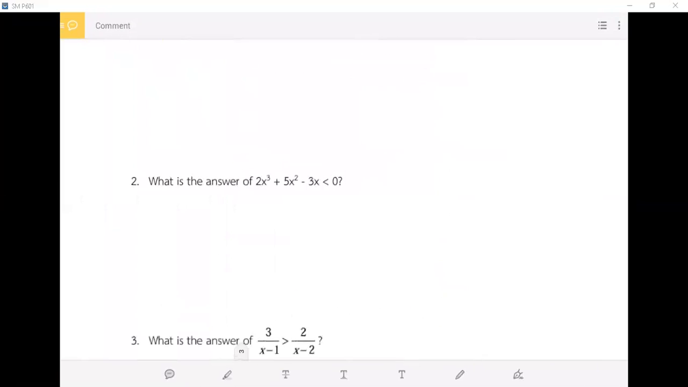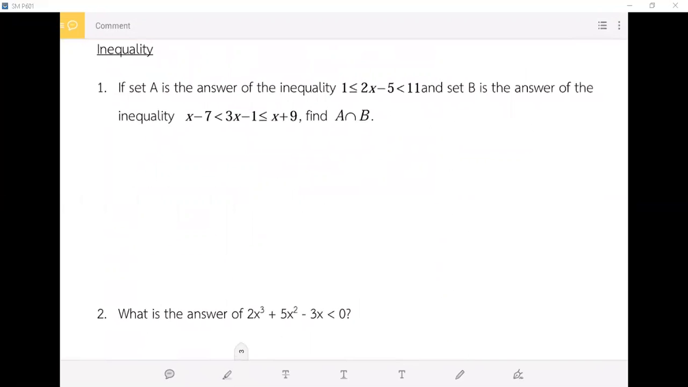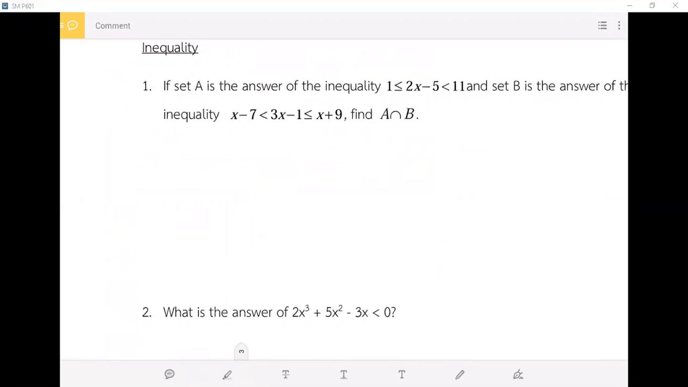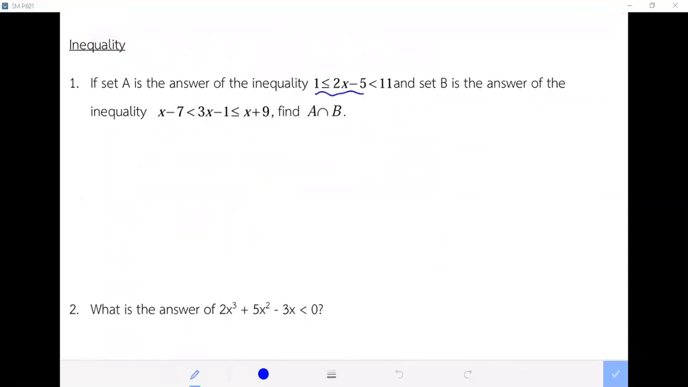Okay, next topic is the inequalities. Set A is the answer of this one. Set B is the answer of this one. Find A intersect B. Let's do it. So 1 is less than 2x minus 5 and less than 11. So set A, you want to get x. Step 1, you have to eliminate negative 5, so you add 5 to all of them.